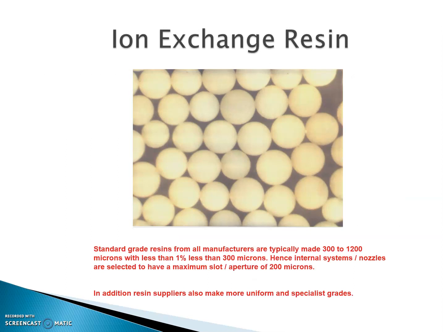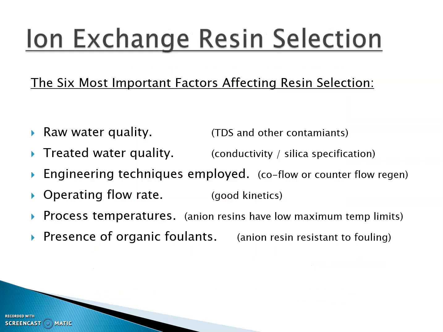Ion exchange resin beads. The standard grain resins from all manufacturers are typically around 300 to 1200 microns, with less than 1% less than 300 microns. Hence, internal system nozzles are selected to have a maximum slot aperture of 200 microns. The six most important factors affecting resin selection are one of the important parts while designing the ion exchange demineralization process.